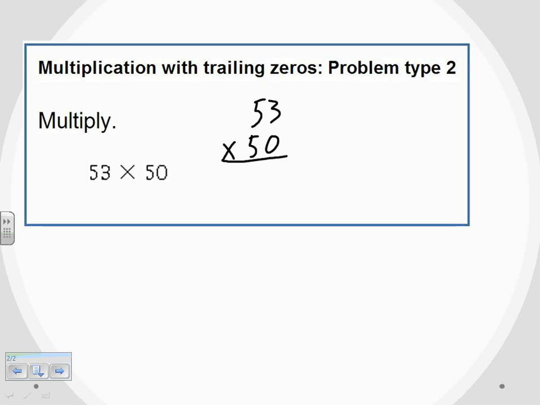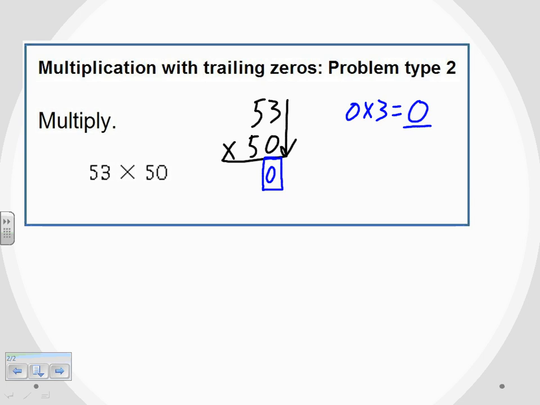53 times 50. I lined up all my digits on the right hand side because that's where we're going to start. We're going to start by multiplying everything in the top by that rightmost digit. And the rightmost digit is 0. So the first thing I need to do is take that 0 and multiply it by the 3 that is right above it. Remember, we start on the right and work our way to the left. So 0 times 3 is 0. So my first space here, which is right below the 0 that I'm multiplying from, is that first 0.